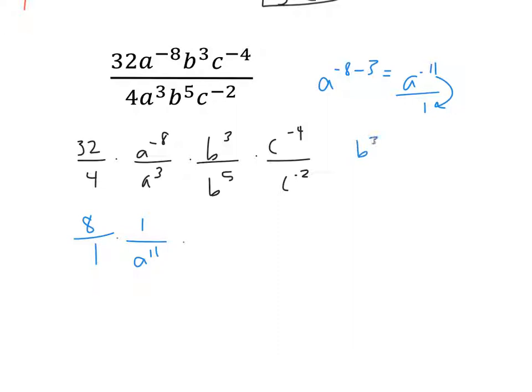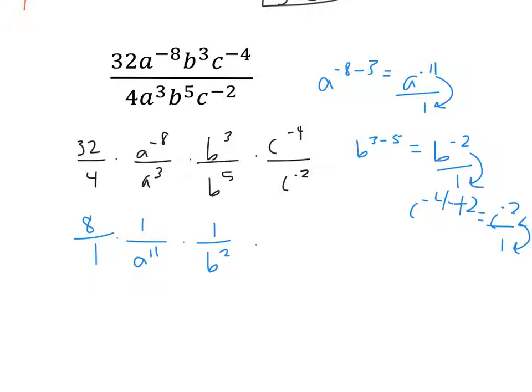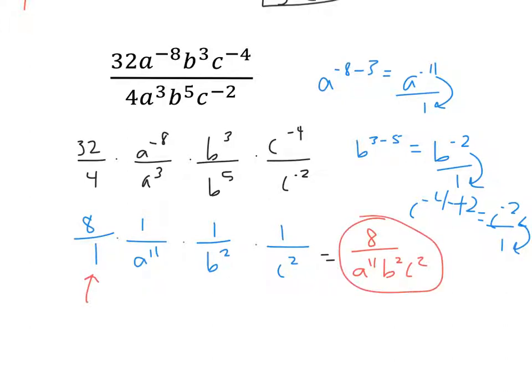Now I have b to the third minus 5, which is b to the negative second, which is over 1, so I'm going to flip that to make that positive. Get 1 over b squared. And then c to the negative fourth minus negative 2, chop chop, plus, is c to the negative second over 1, but I'm going to flip that to make that positive right now as well, so I can combine a couple steps, make it easier. So now I have 8 times 1 times 1 times 1, which equals 8. A to the 11th, b to the second, c squared, and again, I don't need to write that 1, and that would be my final answer.